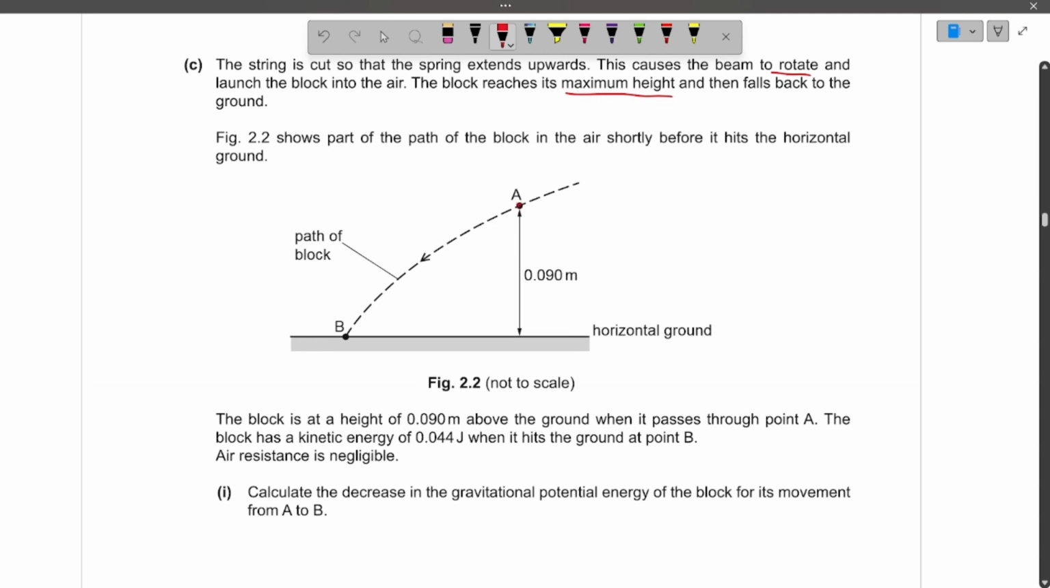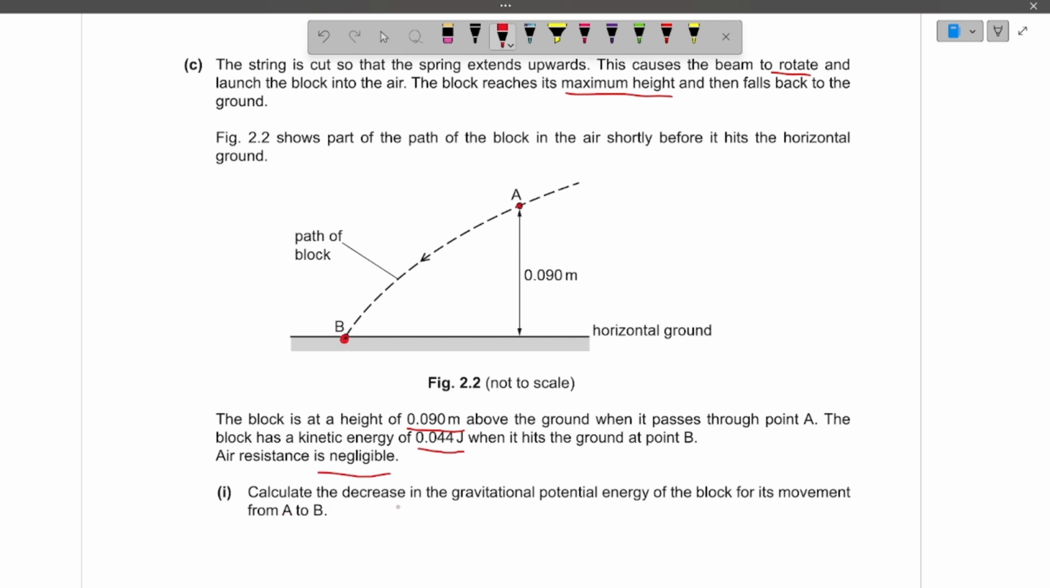Okay, so this is the position A, which is below the maximum height. Just remember that. The block is at a height of 0.090 meter above the ground when it passes through point A. So at this point, this length is given. The block has a kinetic energy of 0.044 joules when it hits the ground at point B. Air resistance is negligible. So if the air resistance is negligible, there are no horizontal forces acting on it.